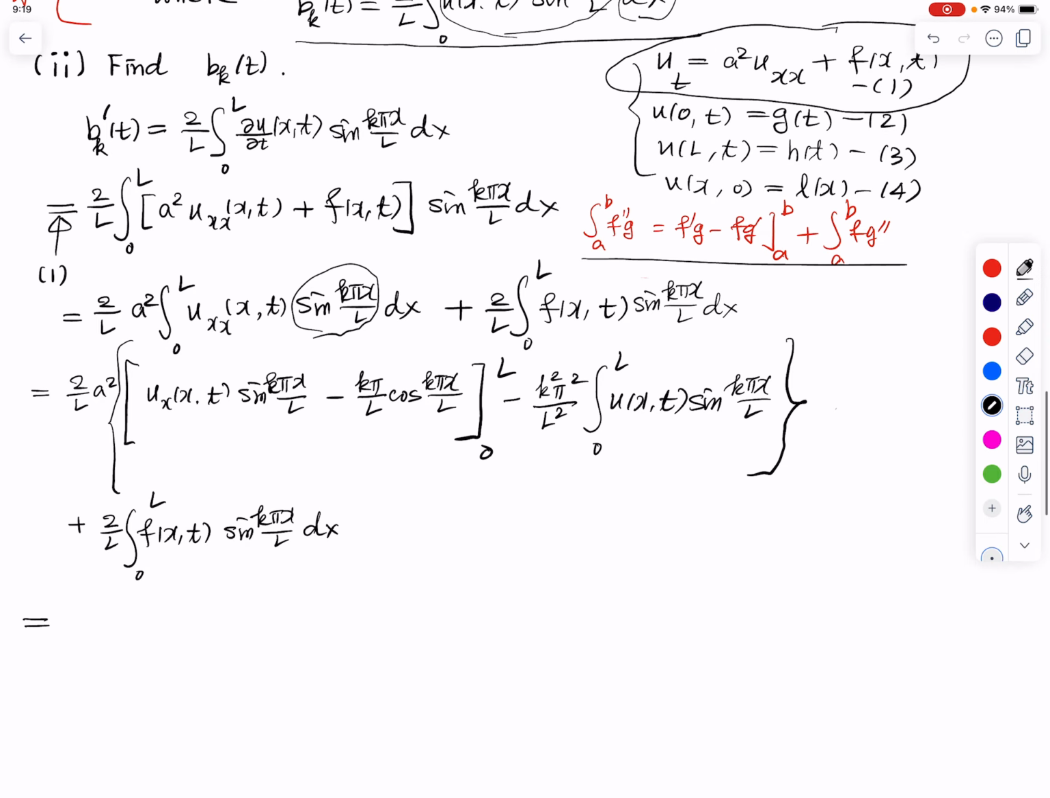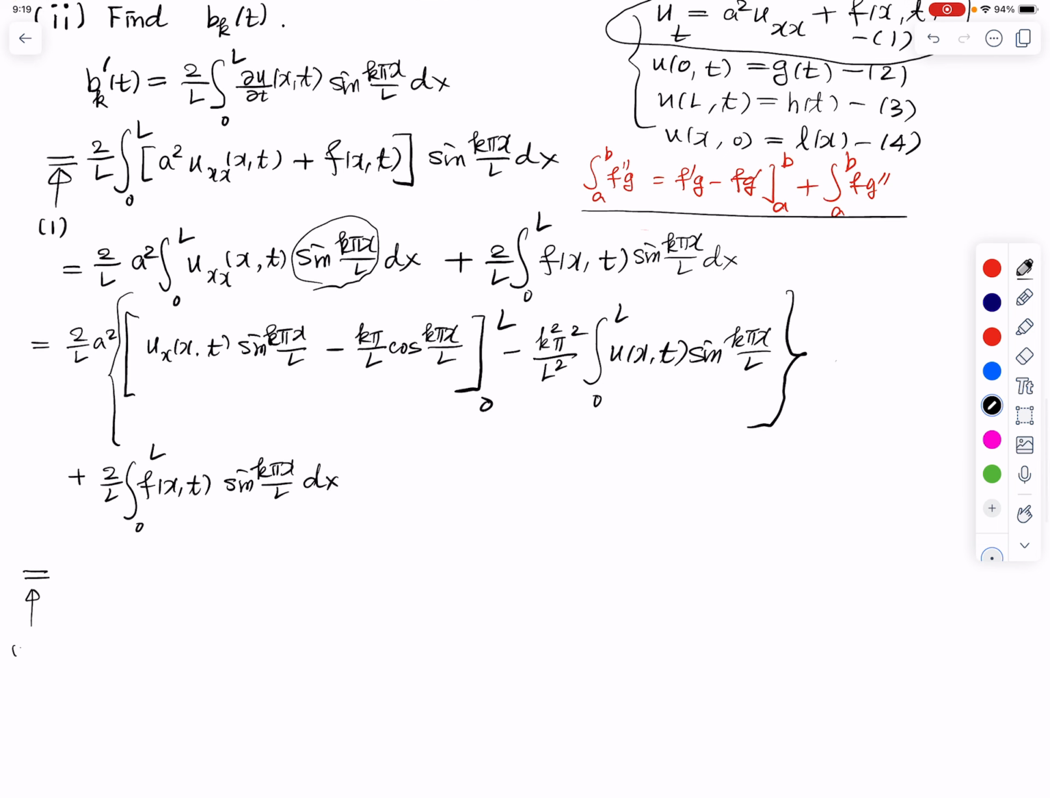Now you plug in L and 0. So now I'm using equations 2 and 3. Where is equation 2? You put 0, so anyway, you put L, this term becomes 0, done. This term will be gone. So then you have minus k pi divided by L squared. Oh, also I have 2.